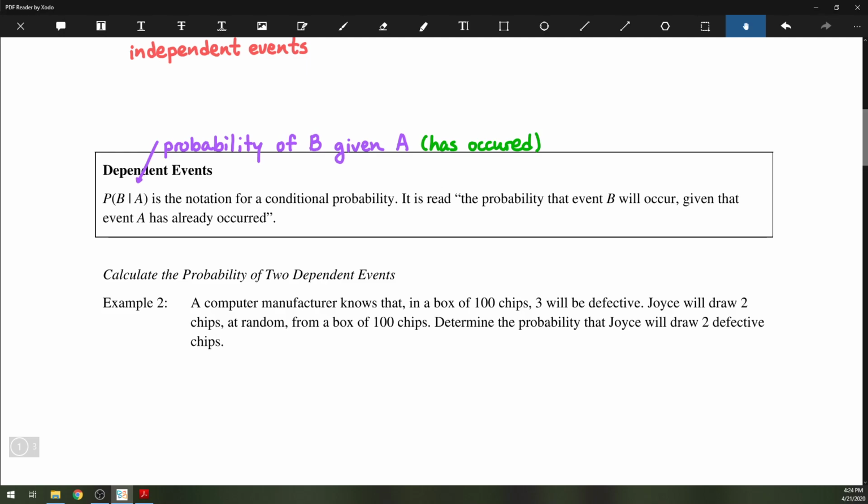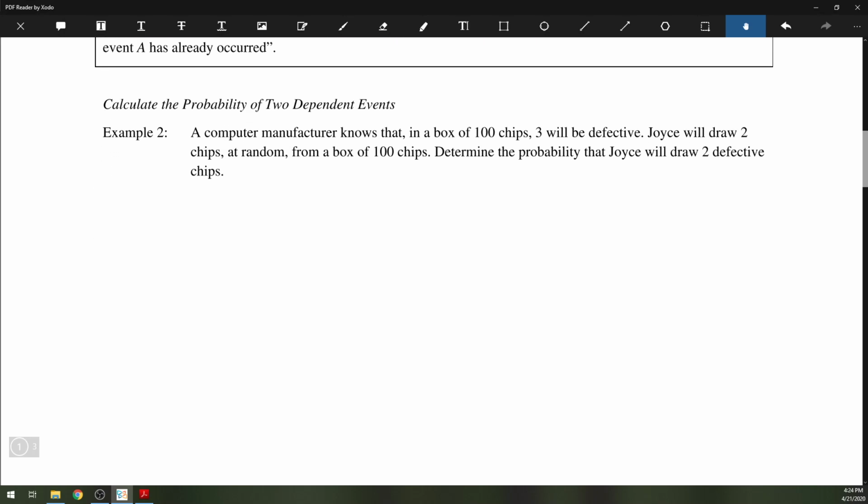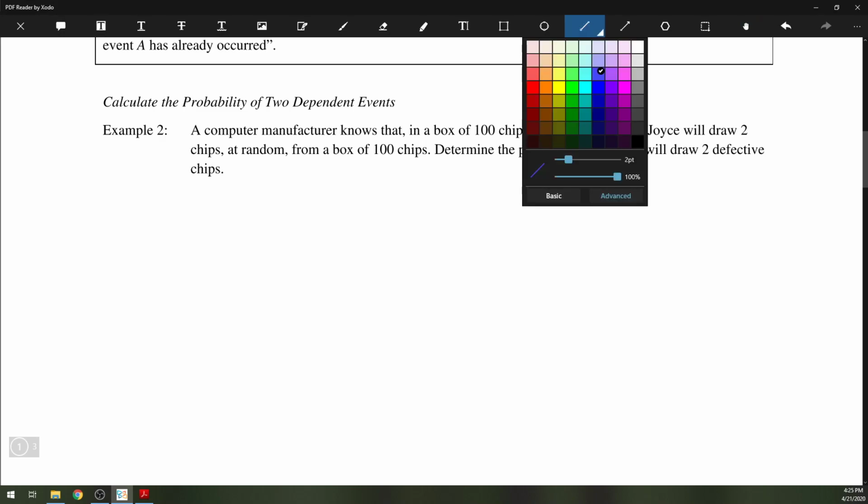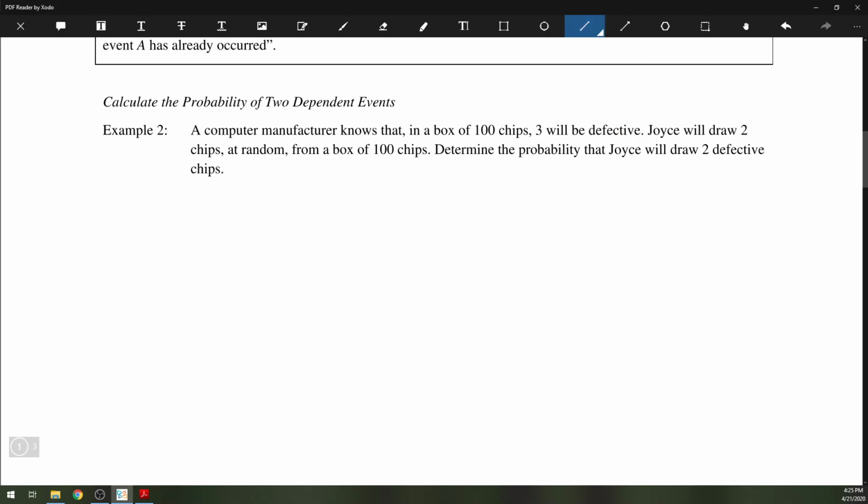Okay, let's look at a quick example of dependent events. Usually, you will use a tree diagram to solve these problems. So let's see. A computer manufacturer knows that out of 100 chips, 3 will be defective. Joyce draws 2 chips at random from a box. Determine the probability that both chips will be defective. So we are looking at the following. The first chip that Joyce draws could be defective, so defective chip 1, or it could be not defective, so not defective chip 1, and we can use the complement symbol here.